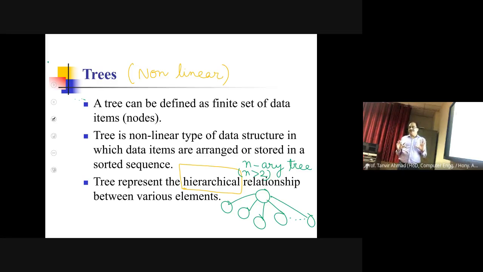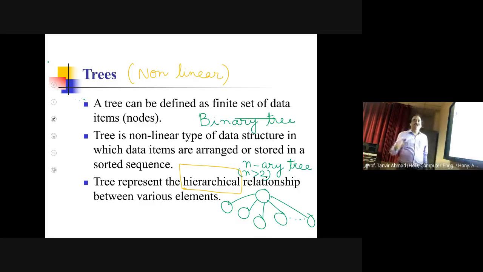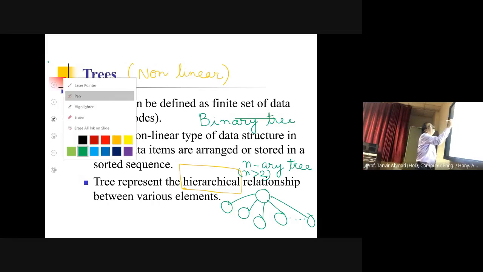Now, whenever I say trees, it means binary trees, because binary means 2. If I do not specifically say n-ary tree, it is always a binary tree. All trees are binary trees unless I explicitly say that this is not a binary tree. In most of the classes, we'll follow the binary tree only.